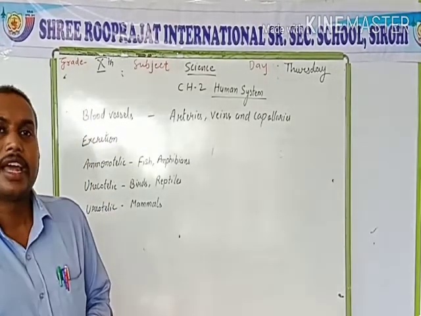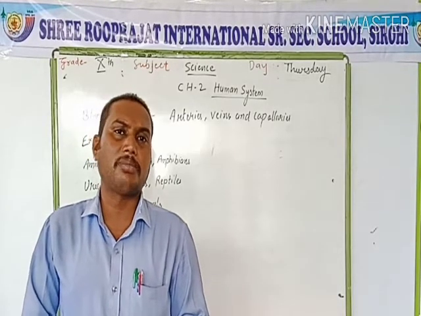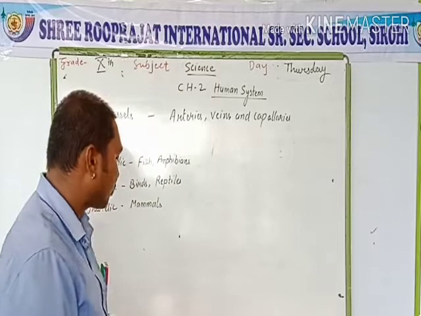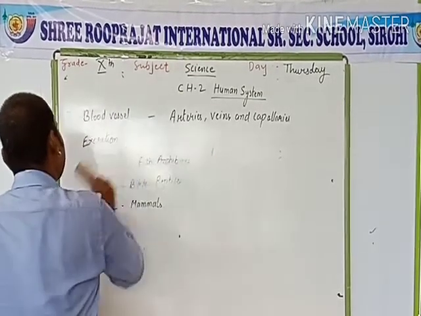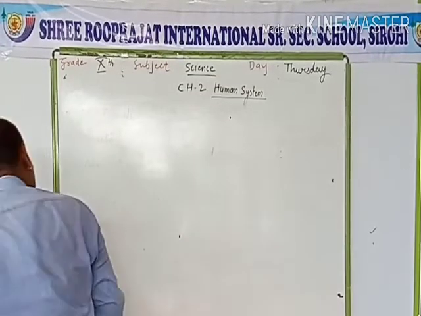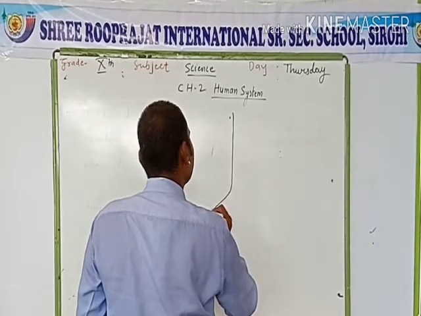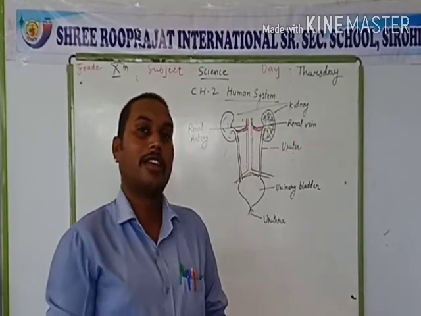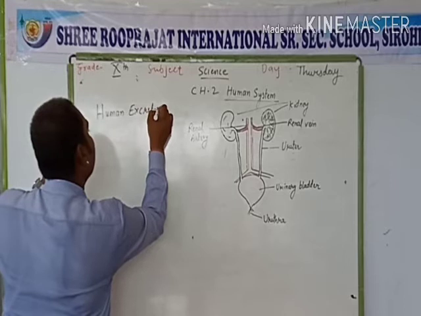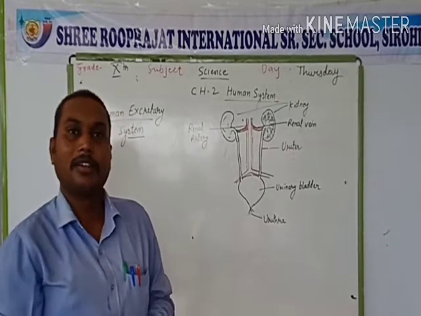Now, the human excretory system. In our previous classes, our junior classes, we have studied the human excretory system. In the human excretory system, there are main organs such as the kidney, ureters, urinary bladder, urethra, etc. These are the main vital organs.